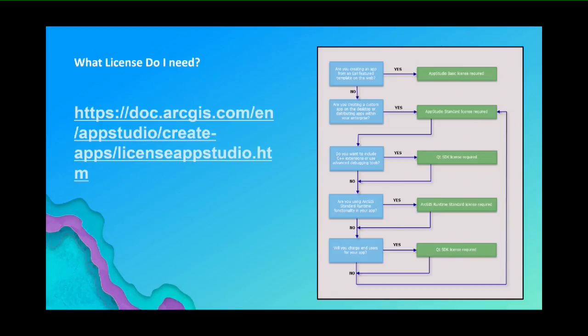We have this kind of diagram workflow, yes/no questions: if I'm delivering just to the public, what do I need? If I'm doing this, what do I need? So you can talk to us after, or look through this diagram to figure out what other licenses you might need. But most of our users, I would say, are using AppStudio Standard, which is what they need, and they don't have to go beyond that with any further licensing.